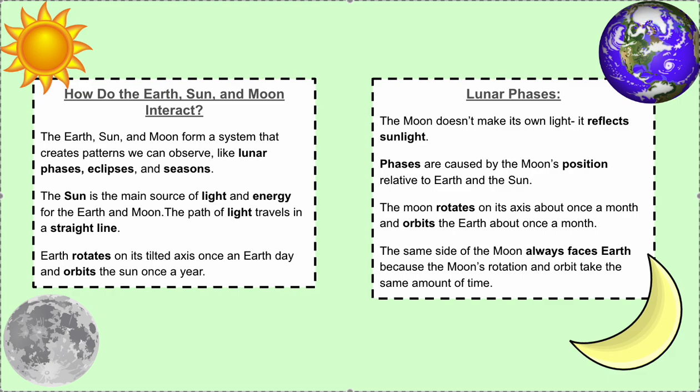Unlike the Earth, the moon both rotates on its axis and orbits Earth around once every month. So because the rotation and orbit take the same amount of time, the same side of the moon is always facing Earth.